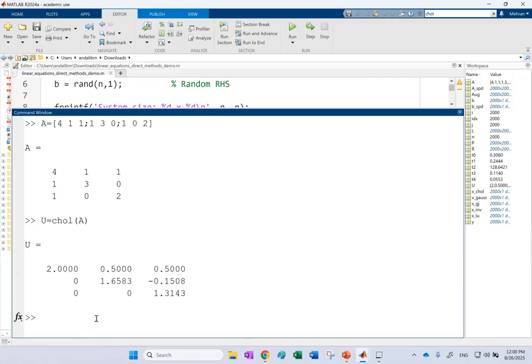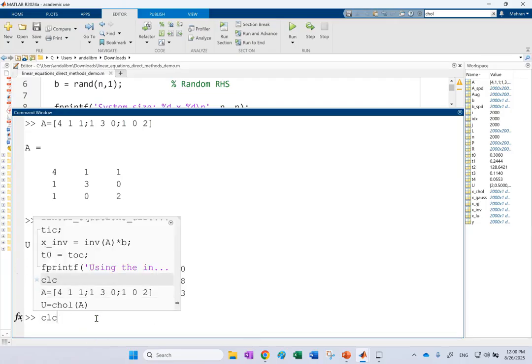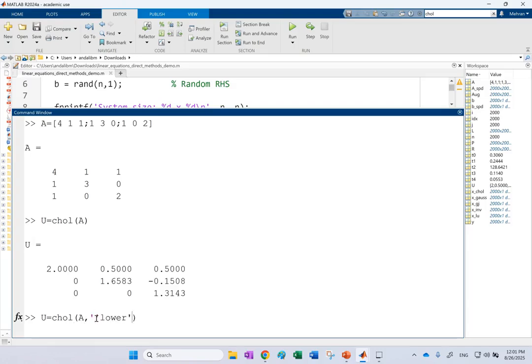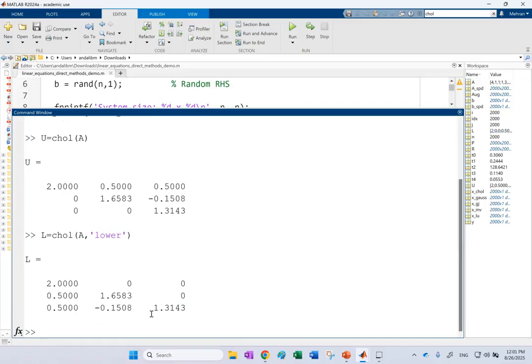If I want the lower, then I have to give it the option lower. So look here, I have to say this. I have to say, hey, give me the lower version and let me call it L instead of U. There we go. And this is the lower version of it. Okay, so by giving it an option, you can determine whether you want the lower or the upper triangular.